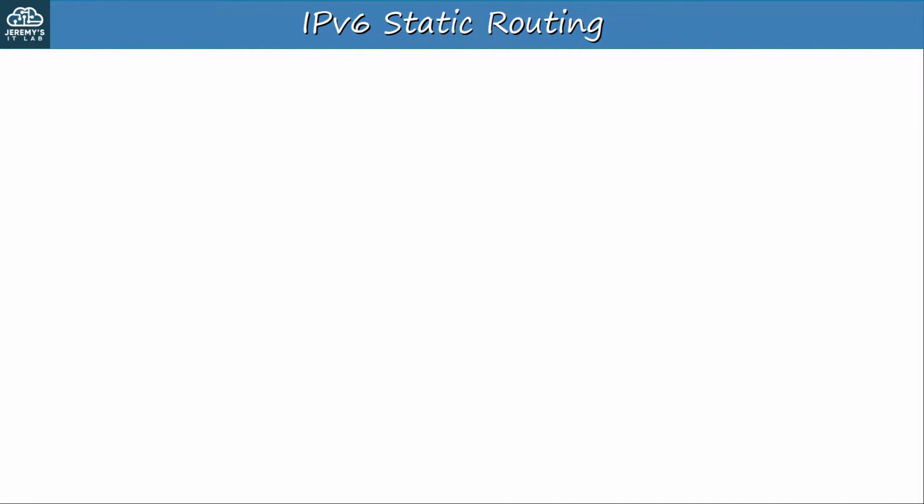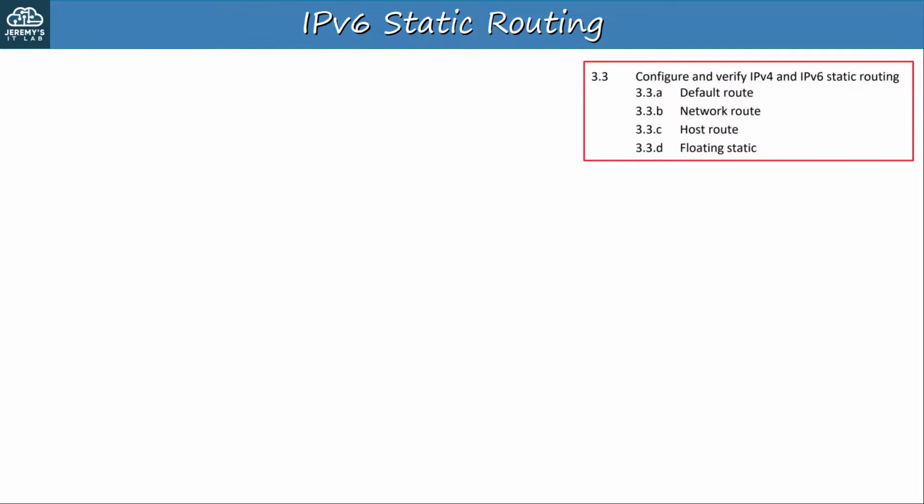Finally, let's get into IPv6 static routing. As a reminder, here's what you need to know for the CCNA. You should be able to configure and verify the same kinds of static routes that you already learned for IPv4. But now that you're a little more experienced, I'll explain a little more about static routes in general, not just for IPv6.